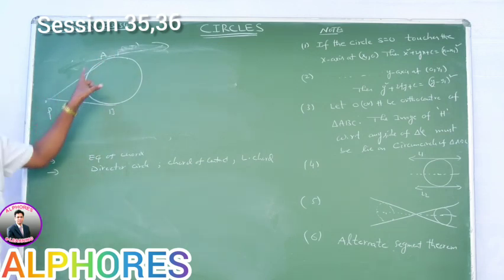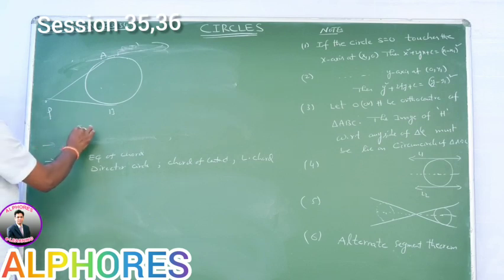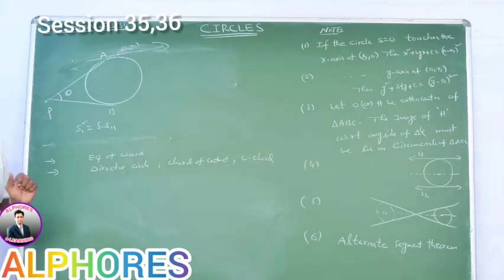What is the combined equation of these two tangents? S1 square is equal to S into S11. In this case, let theta be the angle between the tangents. Then tan theta by 2 is equal to R by root S11. Angle between the tangents: tan theta by 2 is equal to R by root S11.